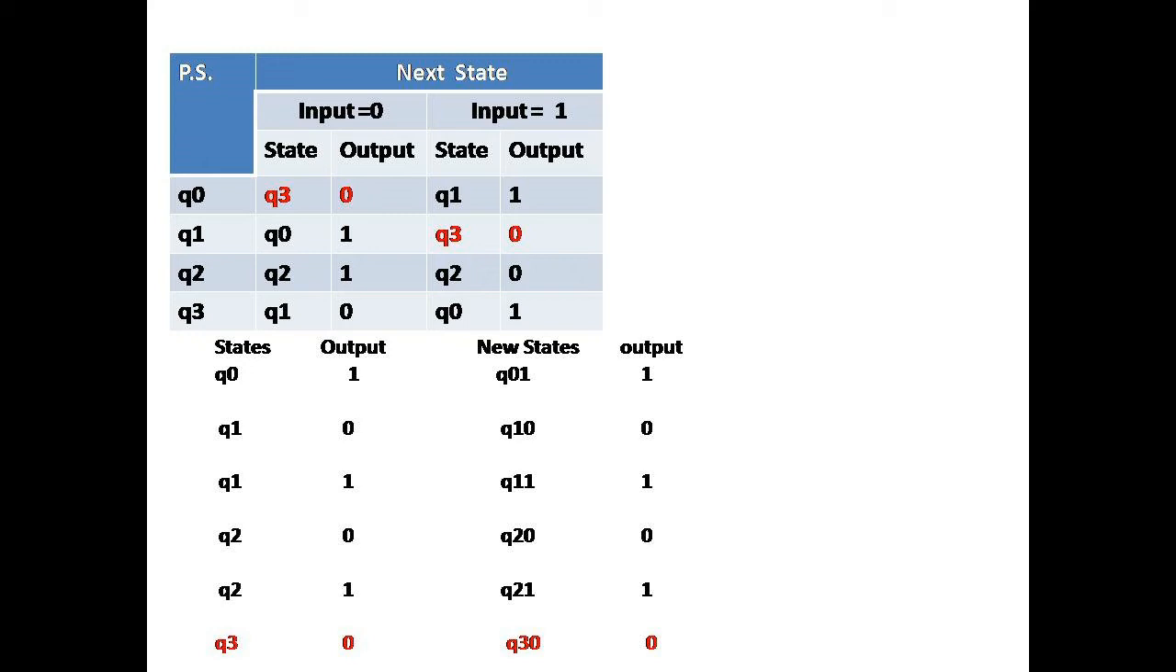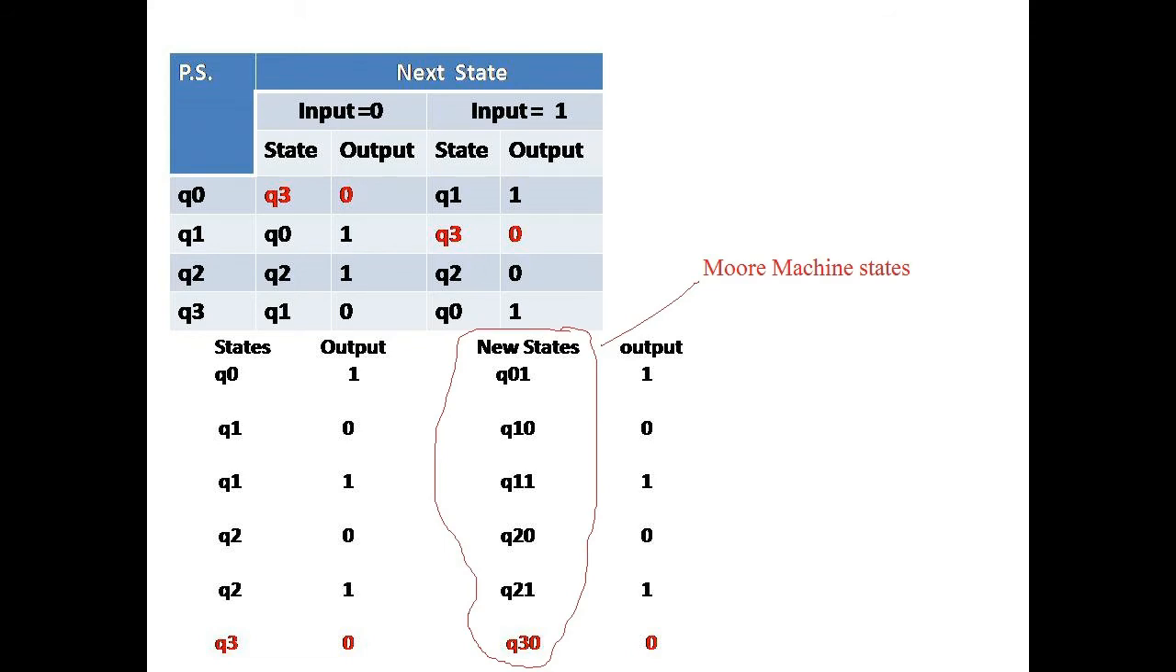Then the next state is Q3. Search for Q3 in column input 0 and in column input 1 and find what the output symbol is. Q3 gives output 0. Q3 gives the same output, so we can leave Q3. The new state of Q3 is Q30, because Q3 is producing only one output symbol.